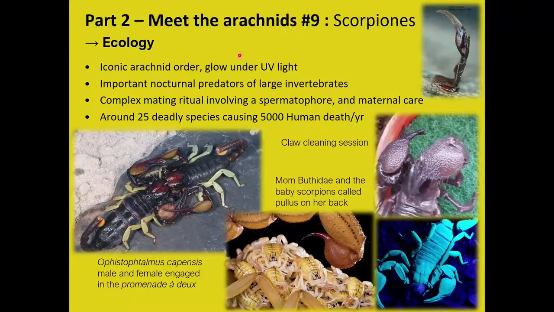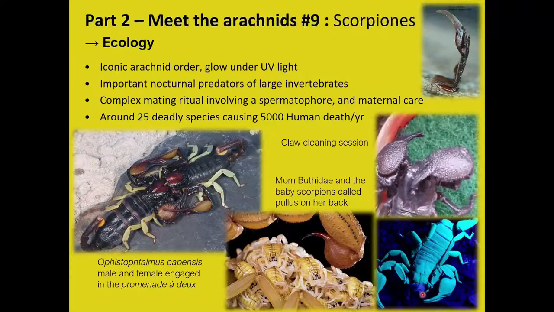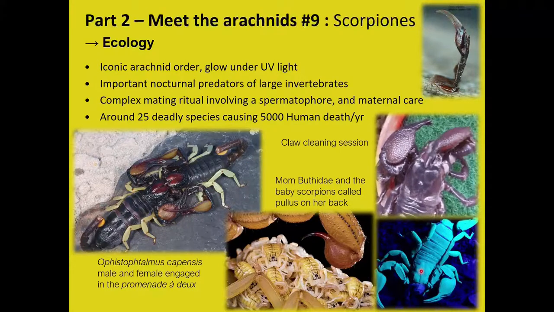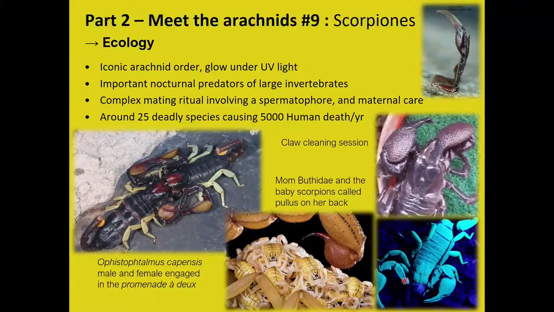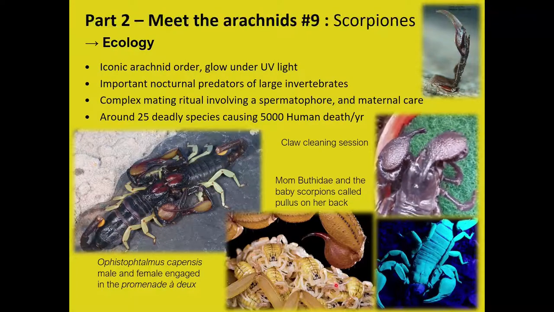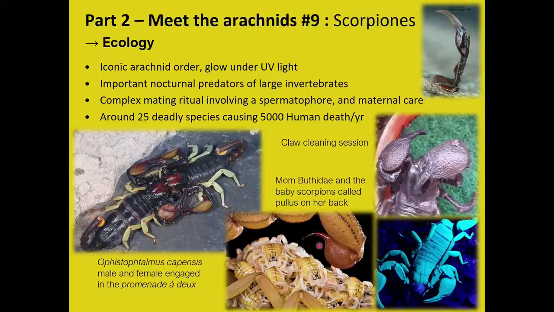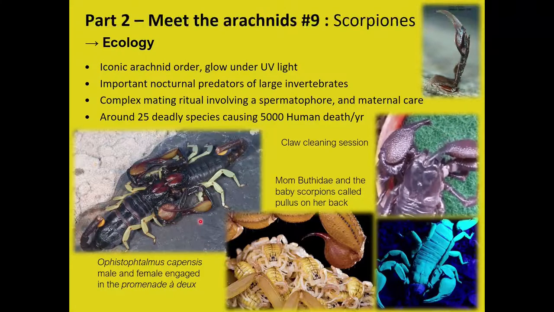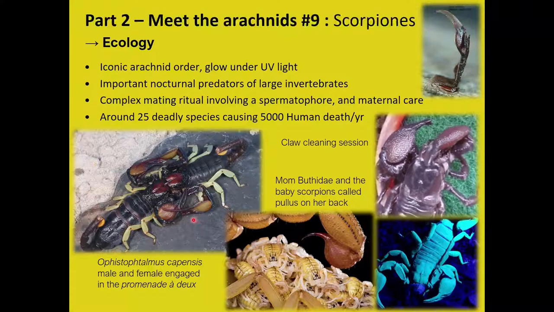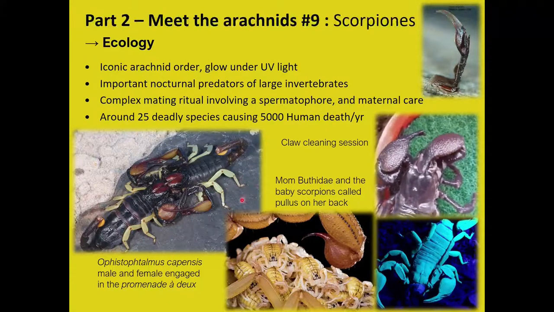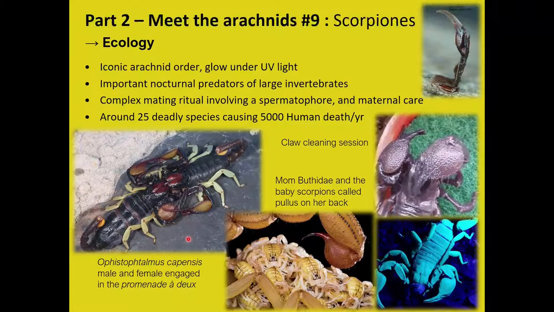It is an iconic arachnid order, and the scorpions actually glow under UV, as you can see here, under purple blue light. Maternal care is very important in scorpions, as every scorpion mother carries her babies on her back. And they also have a very elaborate parade, which is called the promenade à deux, a very complex mating behavior, which is studied in only a few species.